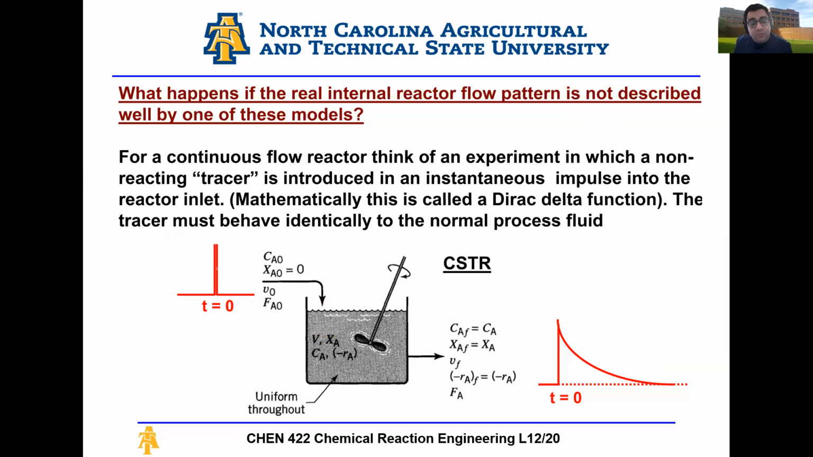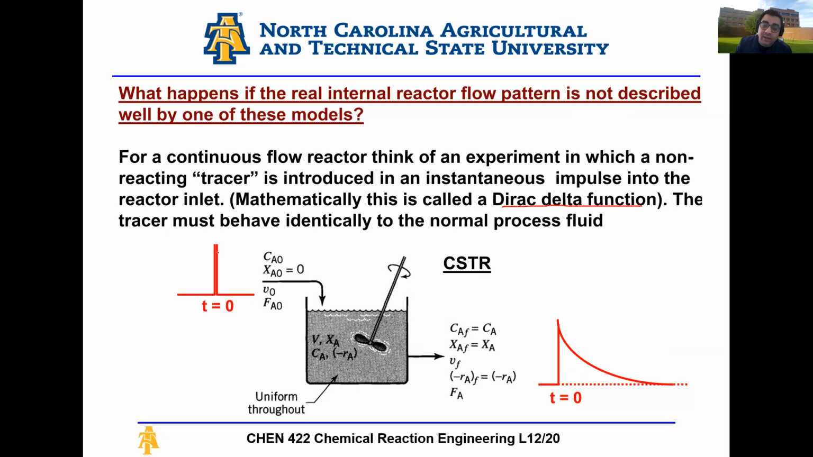So if I introduce my tracer as an instantaneous impulse into the reactor inlet, right? So I just add a drop of tracer, the concentration spikes, and this is called the Dirac delta function. I don't know if you covered this in your differential equations course, but it's called the Dirac delta function. And I just have a spike of tracer in my feed, and then I monitor the tracer as it exits my process, right? So I'm having a look at how this tracer behaves, and this representation is identical to the normal process fluid, right?